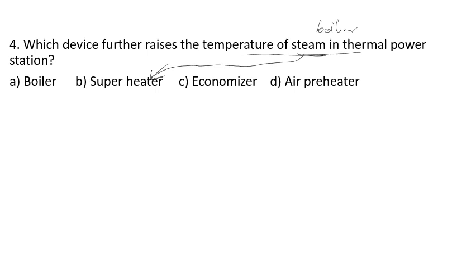Okay, so here to increase the temperature of the steam we are using the superheater, but to increase the temperature of the air we are using the air preheater. To increase the temperature of the feed water we are using the economizer, and to increase the temperature of the steam we are using the superheater in thermal power stations.